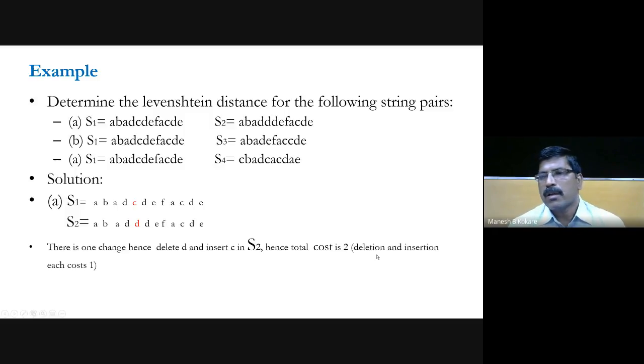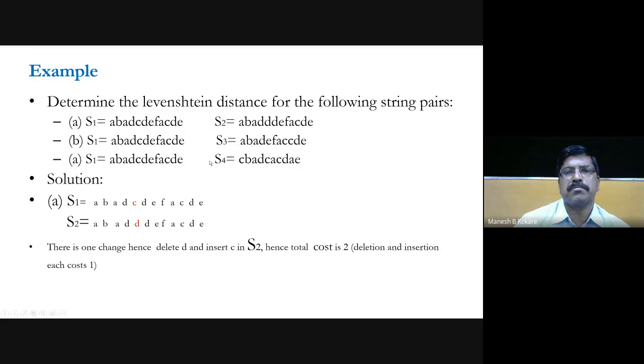Why? Deletion and insertion each cost 1. So we delete D first, and then we insert C. Deletion costs 1 and insertion costs another 1, so the total cost is 2 units, and then this language and that language become the same. So the distance between S1 and S2 is 2.